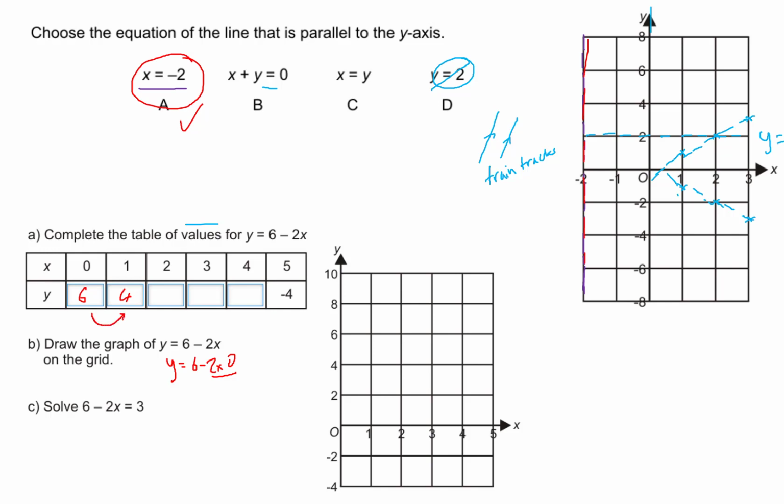And because it's a linear graph, I can see this pattern. It's going minus 2 each way. That's going to be 2, 0, minus 2. Plot that and draw a straight line. That will get you marks.